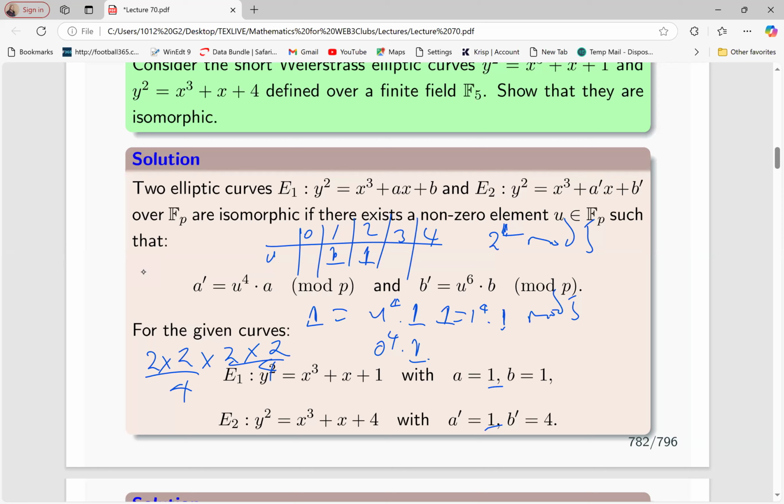What about 3? 3 raised to 4 will be 3 times 3 times 3 times 3. But 3 times 3 mod 5 is 4, because that will be 9, and 9 divided by 5 has remainder 4. And again, this is another 4. So again, this will give you 4 times 4, which is 1. What about 4? We are using trial and error.